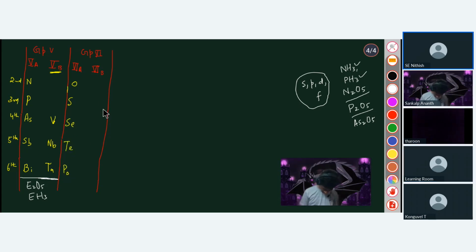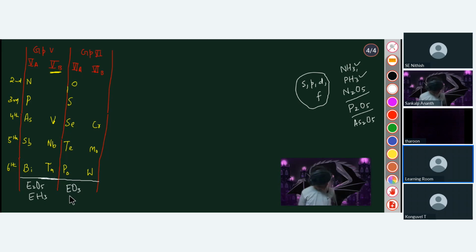Then after vanadium, it will be chromium here, then molybdenum and tungsten. I don't know how to pronounce these, and it will be a little difficult for you too. Molybdenum is used as a promoter in Haber's process.